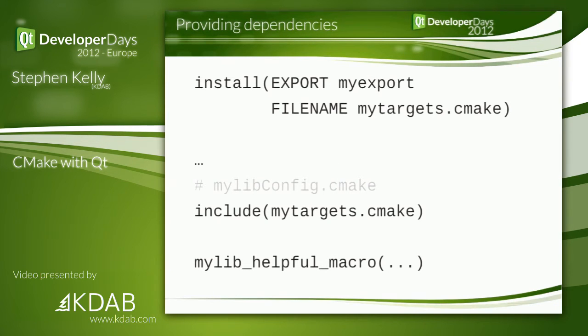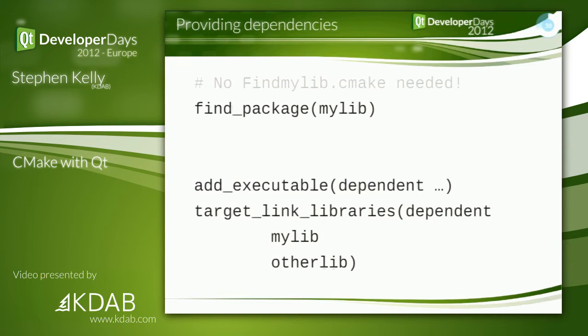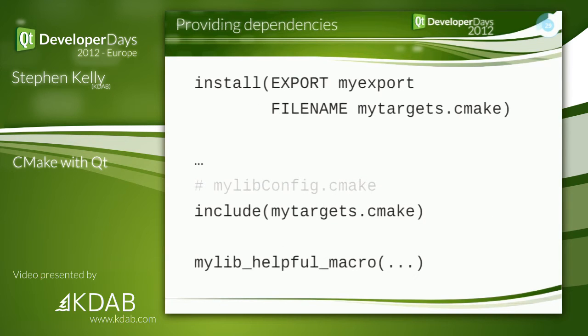So now that we've used this install export command, we can write a config file very easily by including the result of it. This is the same as what I exported to. And then any other macros that I ship with my library. And now downstreams will be able to simply call find_package with mylib. They won't need to find or search for a FindMylib.cmake because we installed this mylibConfig.cmake file.